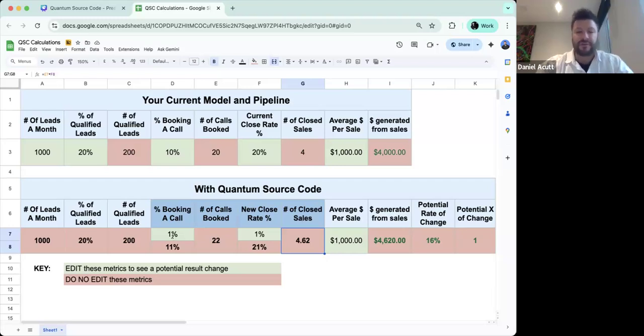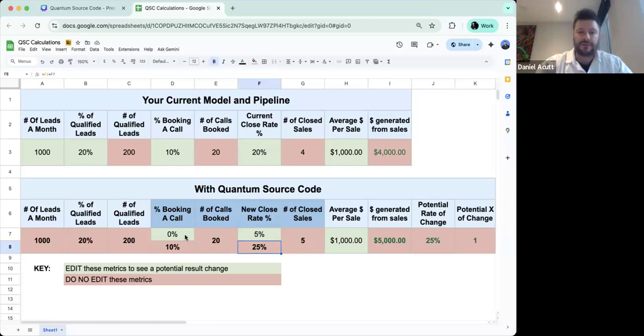Now, let's look at it if we didn't change the call booking rate, but we closed more. You've already increased your sales by 25% just by increasing your close rate by 5%.